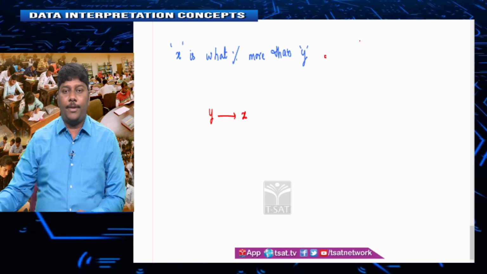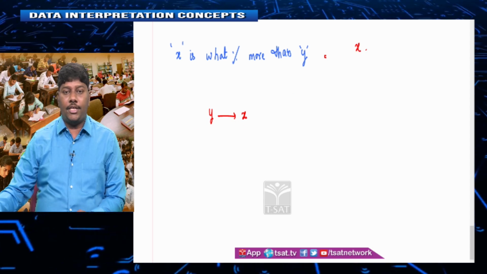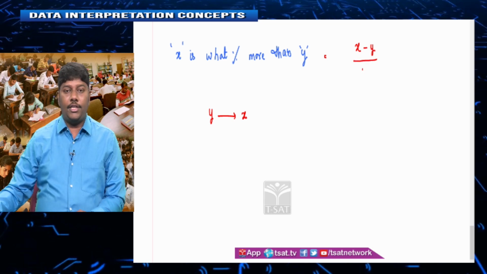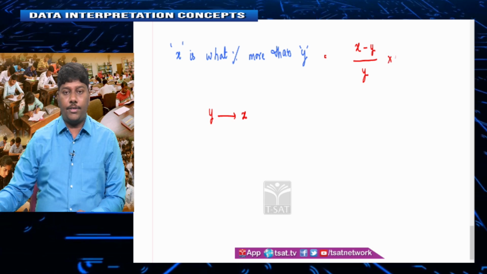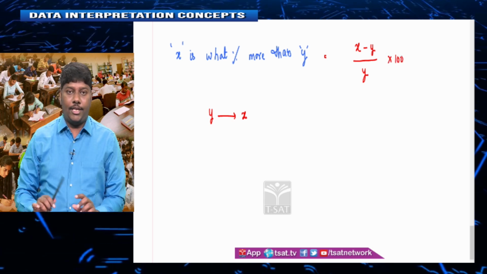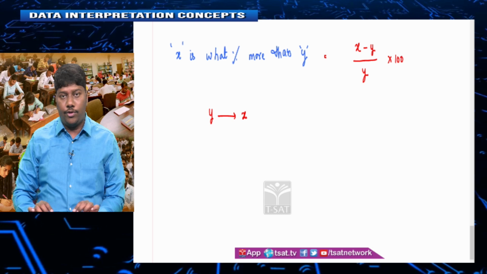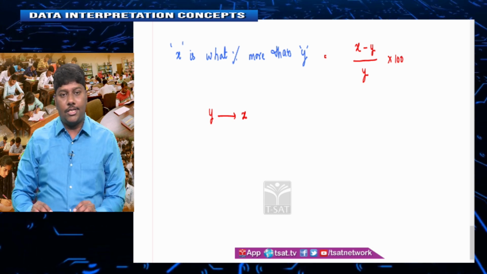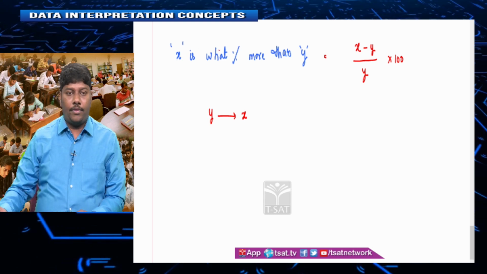What is the difference between them? The difference between them is X minus Y, because X is more than Y. You are comparing it with Y. Therefore, the initial value is Y into 100. The formula is X minus Y, the difference, by initial value into 100. Initially it was Y, so it is becoming X. So X is what percent more than Y.